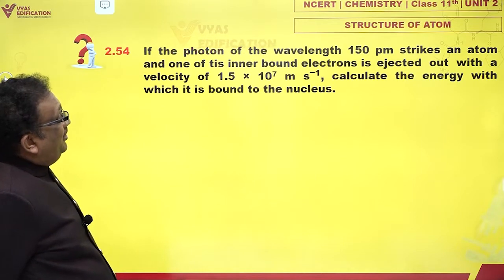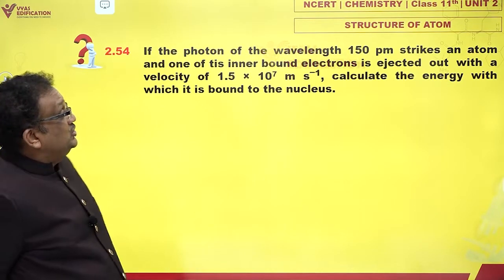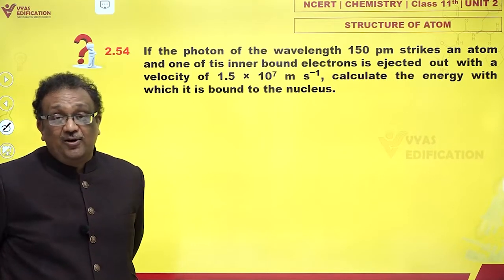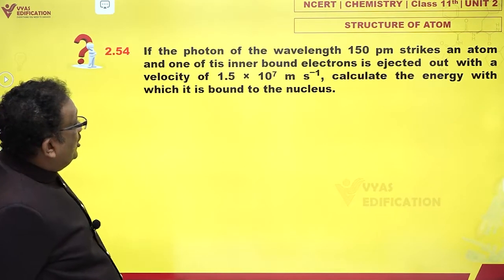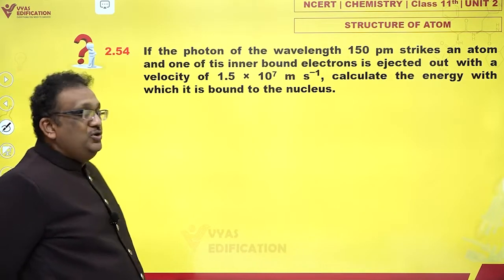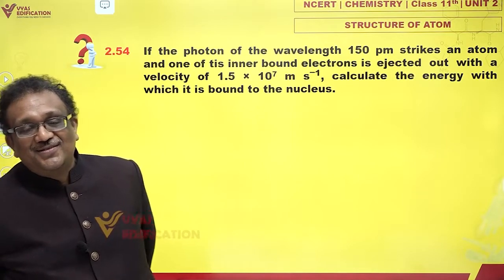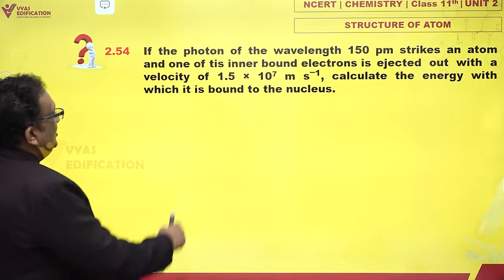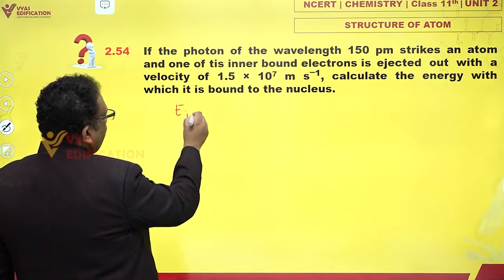If a photon of wavelength 150 picometer strikes an atom and one of its inner bound electrons is ejected out, not a surface one, with a velocity of so much, calculate the energy with which it is bound to the nucleus. Well, very, very interesting.